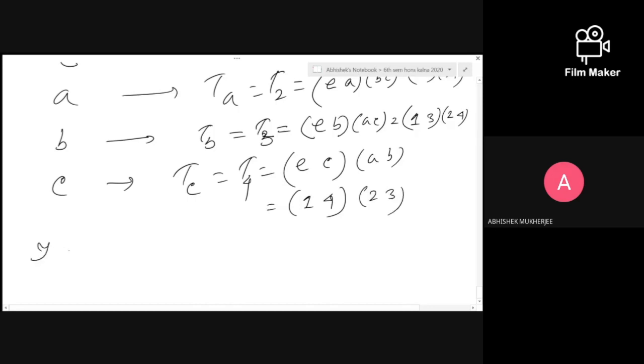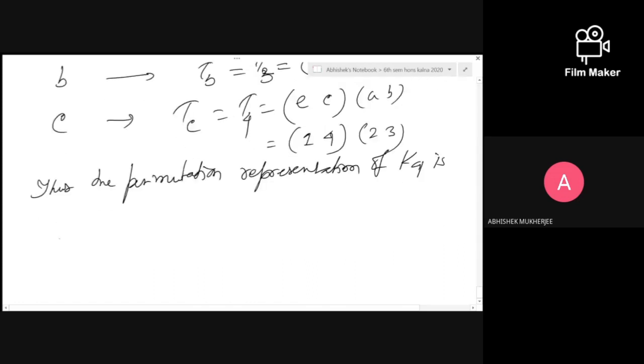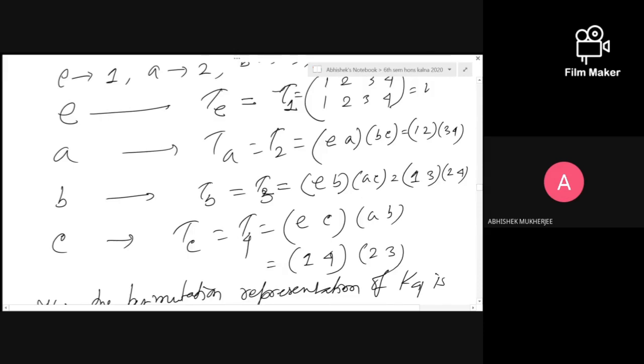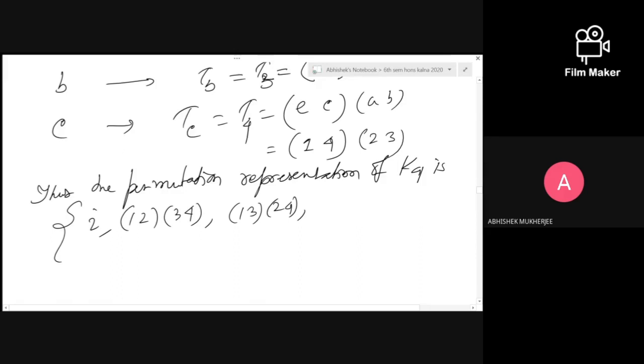So thus the permutation representation of K4 is, what is K4? First the identity permutation, and for A it is 1, 2, 3, 4, for B it is 1, 3, 2, 4, and for C it is 1, 4, 2, 3. So this proves that this is the permutation representation of Klein-4 group in the symmetric group S4. Hope you understand this representation.